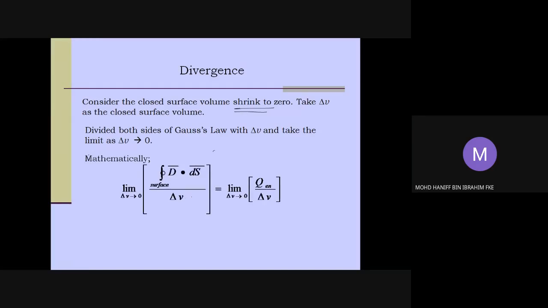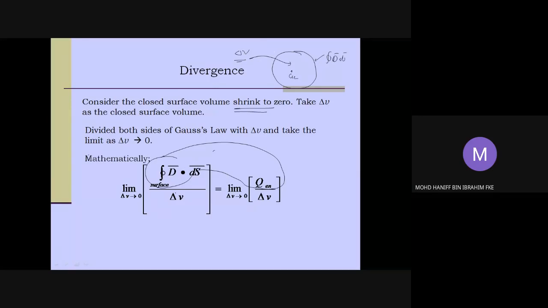Mathematically it should be given by this. This is your Gauss law equation: the closed integration of D dot dS equals Q enclosed. What we did is divide this equation by delta V, whereby delta V is the volume of your closed surface. Let me recall it back. That should be our Gaussian surface. That is your enclosed charge just now. This is the closed surface integration. So delta V is basically this particular volume. All right.